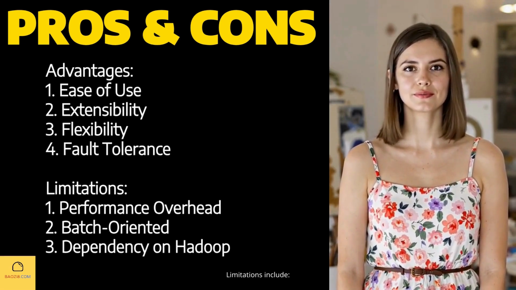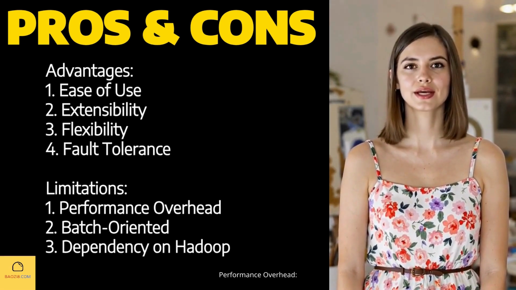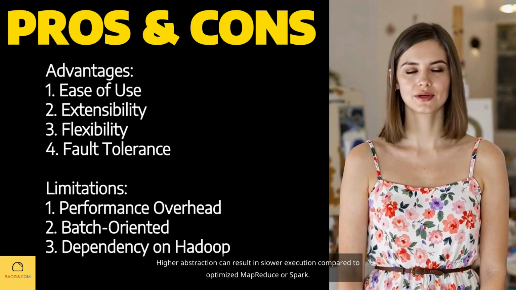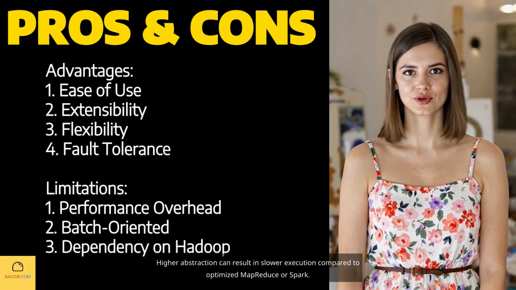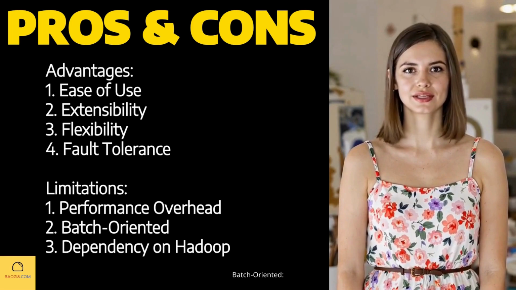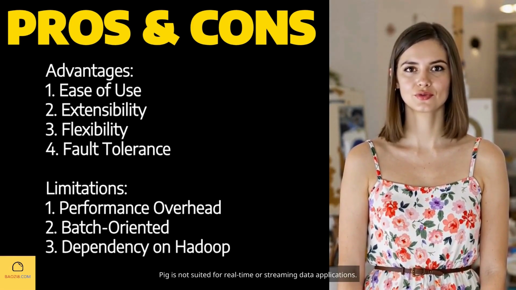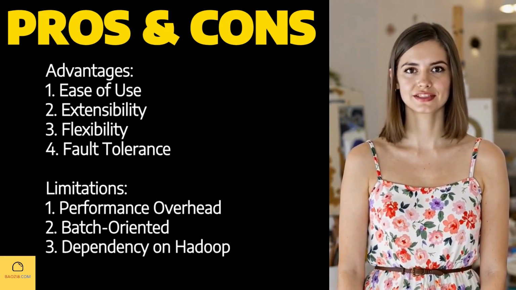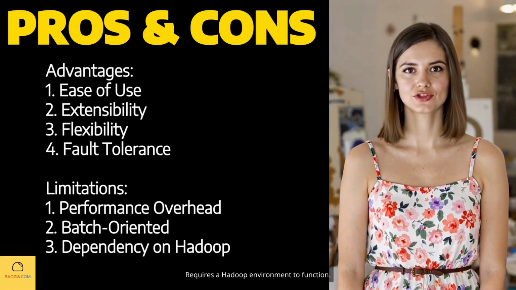Limitations include 1. Performance overhead. Higher abstraction can result in slower execution compared to optimized MapReduce or Spark. 2. Batch-oriented. Pig is not suited for real-time or streaming data applications. 3. Dependency on Hadoop. Requires a Hadoop environment to function.